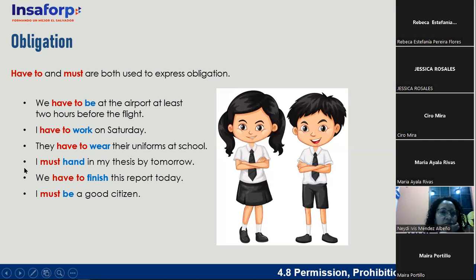Nada más si me ayuda a leer el ejemplo número cuatro que estoy señalando con el puntero. Okay. I must hand in my thesis by tomorrow. Hand in is a phrasal verb. Hand in means entregar. Tengo que entregar mi tesis mañana o para antes de mañana. It's an obligation. You say I must to express this obligation.